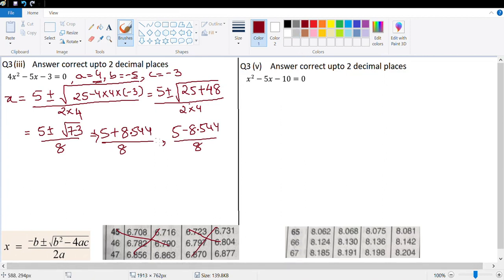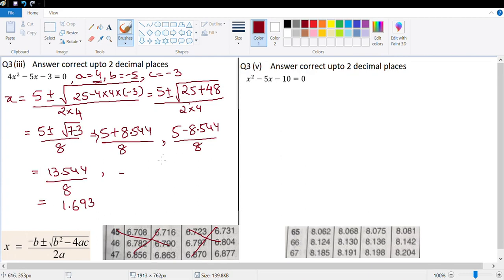But anyway, so this gives me 13.544 upon 8, which is equal to 8 into 1, 8, 55. That's 8 into 6, 48. 55, 48, that's 74. 8 into 9, 72. That's 24, which means 3. So this is 1.693.